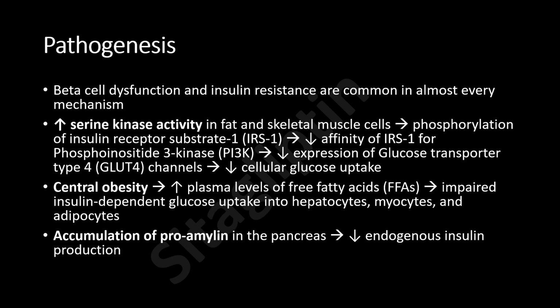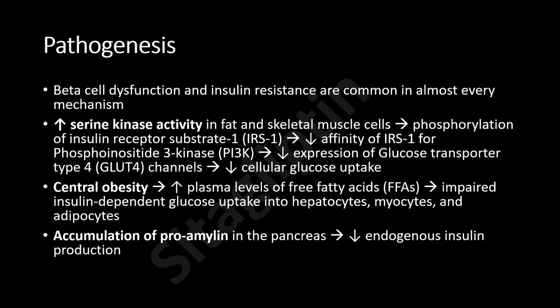So, talking about the pathogenesis, we know that two main things happen. One of them is insulin resistance, and the other one is beta cell dysfunction. Beta cells are present in the pancreas, and they're responsible for the production of insulin in response to glucose levels that are above normal. Three major mechanisms can be thought of.